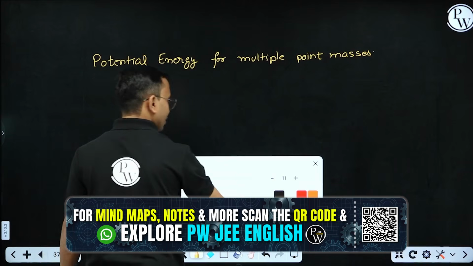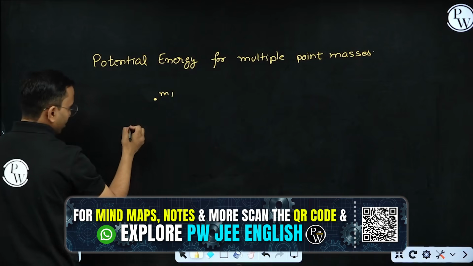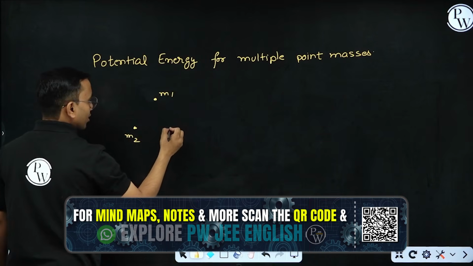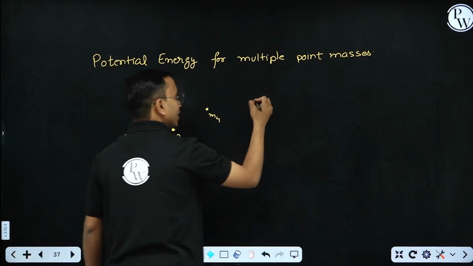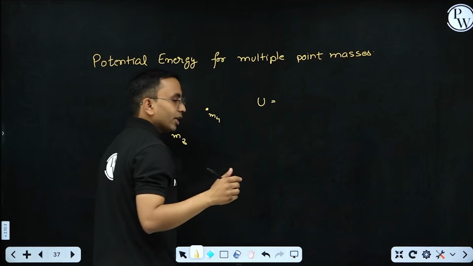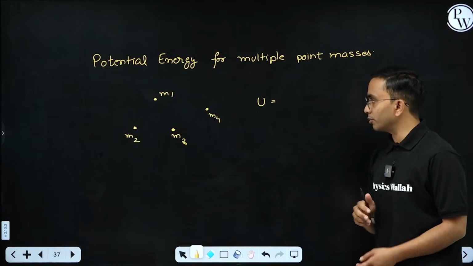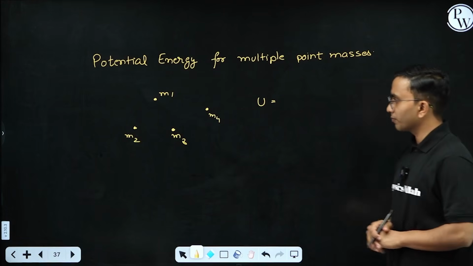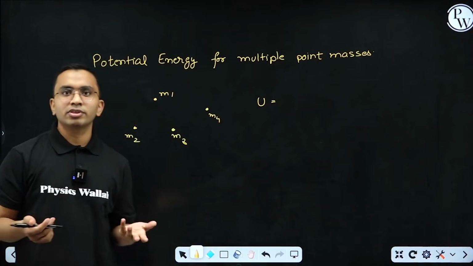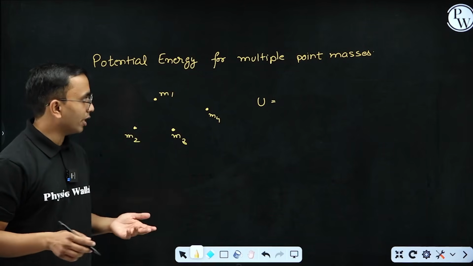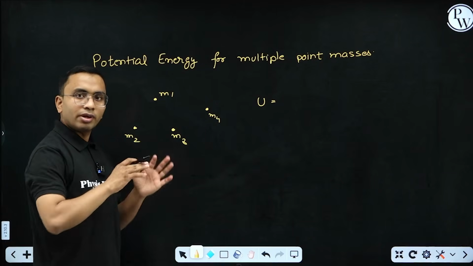If multiple masses are there, then what? Let us take this as m1, this m2, this m3, this m4. When I write the potential energy, you need to write the potential energy of all the pairs. For each pair, I need to consider the potential energy. Also, you need to understand that potential energy is a scalar. The unit is energy, joule. So potential energy is a scalar.